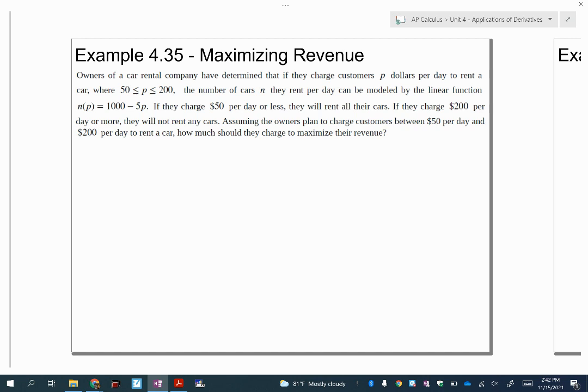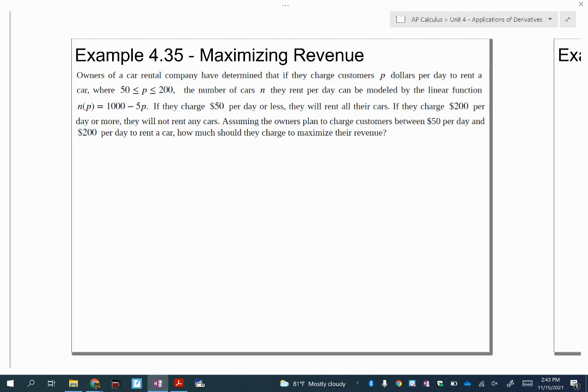So they tell us that this rental car company has determined that if they charge their customers P, so the price P, dollars per day to rent a car, where the price is between $50 and $200 a day, the number of cars they rent per day, N, can be modeled by the linear function N equals 1,000 minus 5 times the price that they charge per day. If they charge $50 per day or less, they'll rent all their cars. If they charge $200 per day or more, they won't rent any cars. So that's kind of telling us that we have to choose a price that's between $50 and $200. And if we want to do that, what price should we tell them to use to maximize their revenue?